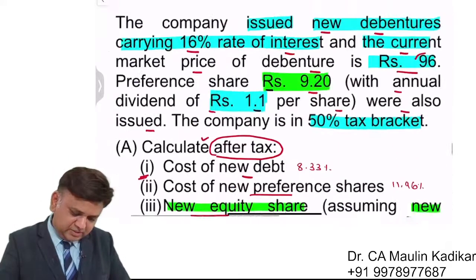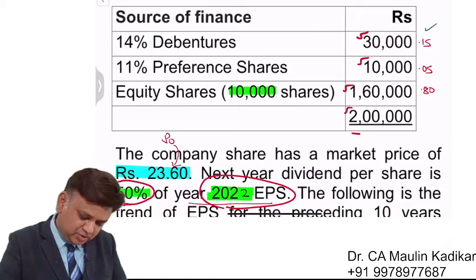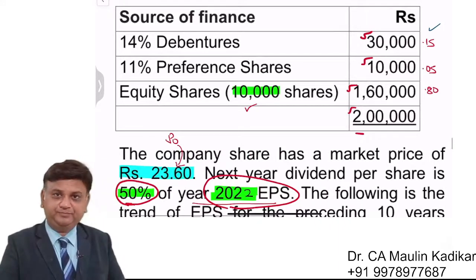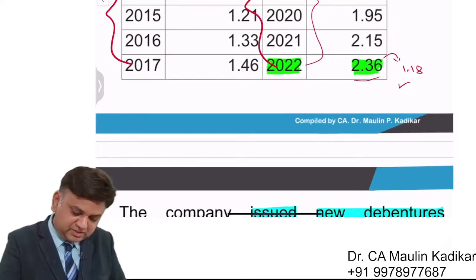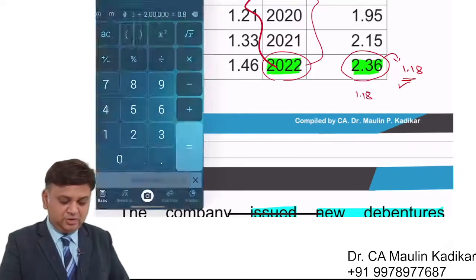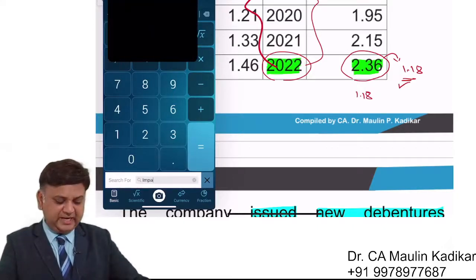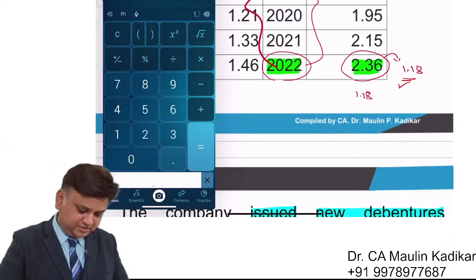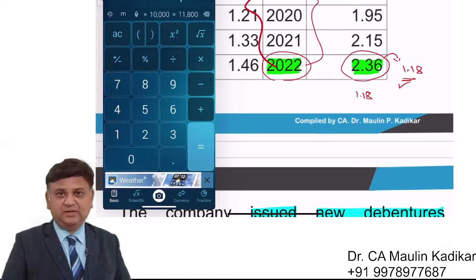Dear students, over here the question is providing the information that the company has issued 10,000 equity shares. Earning per share is 2 rupee 36 paise of 2022. Half is paid in form of dividend, so the remaining half is retained. So we understand that there are 10,000 equity shares and 1 rupee 18 paise is retained in the business. So it comes to 11,800.